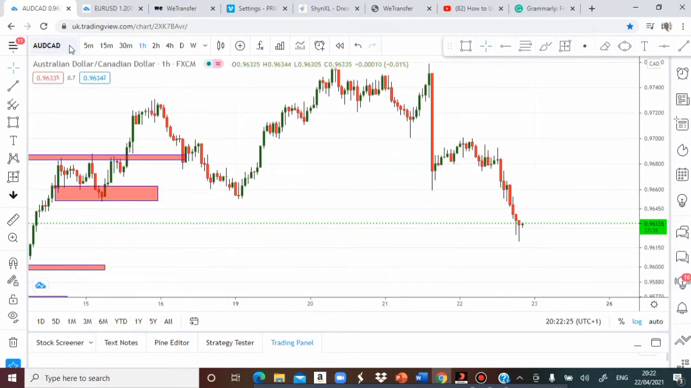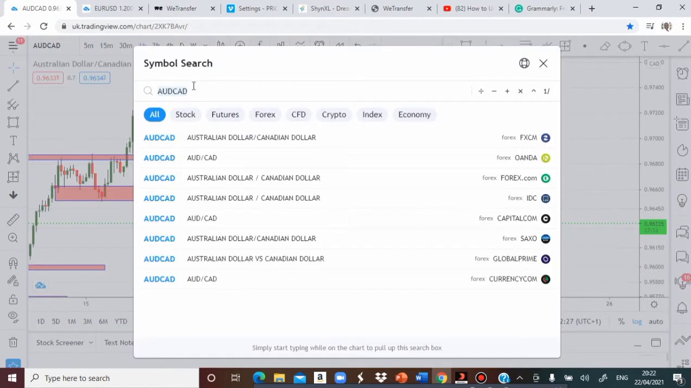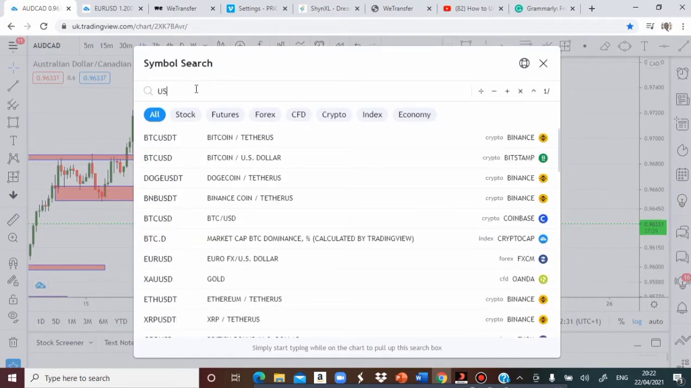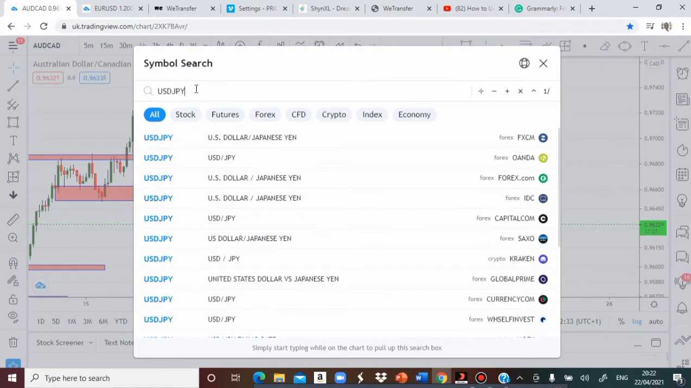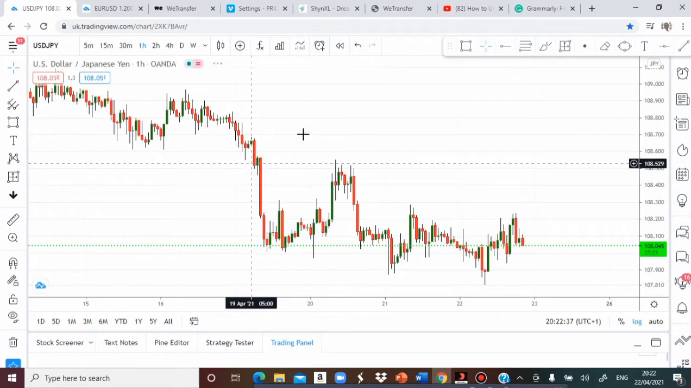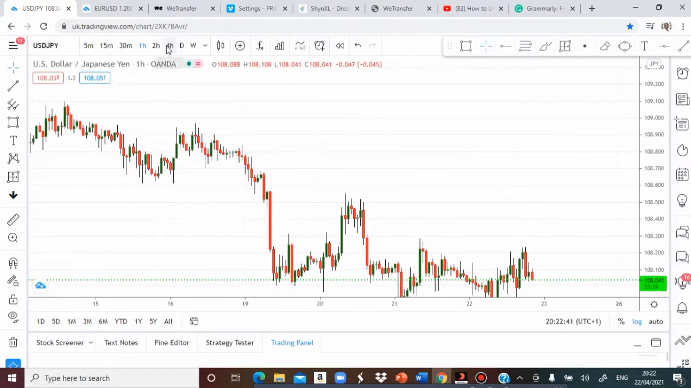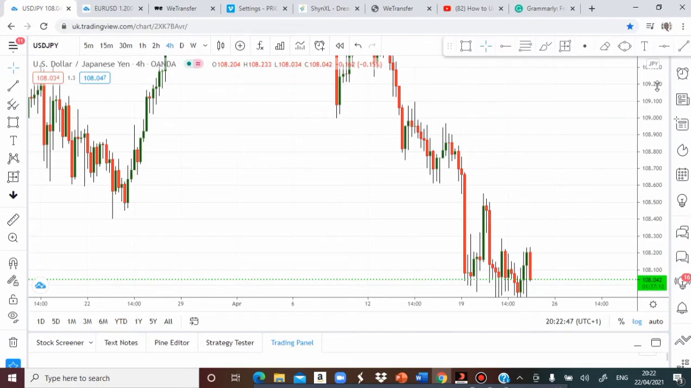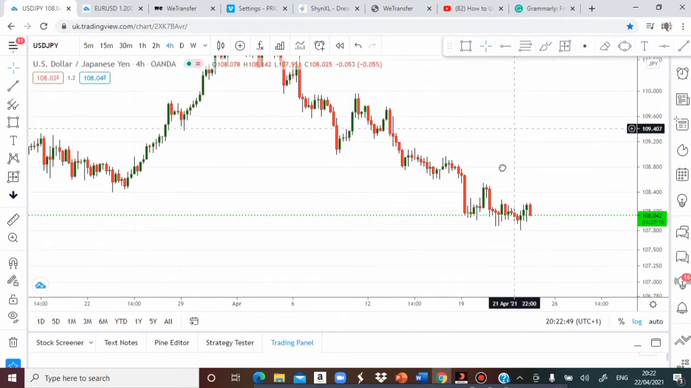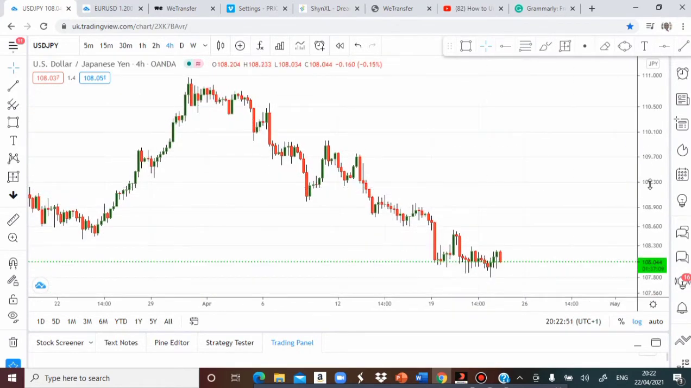Let's look at maybe Euro. Let's look at USD JPY and see how, okay, you always go for a higher time frame. I don't want to understand the market structure with a lower time frame. Look at the higher time frame. Is this market consolidating? Is it forming a downtrend? Is it forming an uptrend?